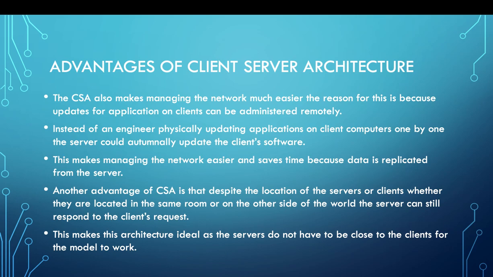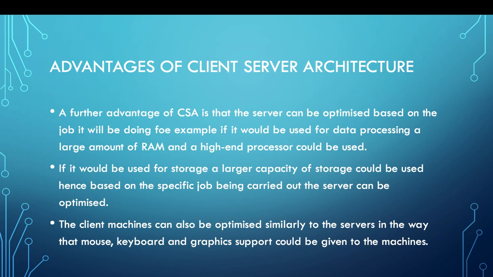Another advantage is that with CSA, whether the servers and clients are located in the same room or on the other side of the world, the server can still respond to the client's requests. This makes the architecture ideal, as the servers do not have to be close to the clients for the model to work. A further advantage is that the server can be optimized based upon the job it will be doing. For example, if it would be doing data processing, a large amount of RAM and a high-end processor could be used. If it would be used for storage, larger storage could be used. Hence, the server can be optimized based upon the requirements.